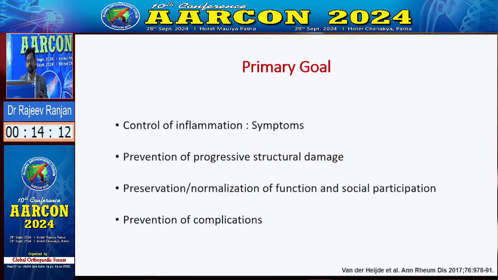So there are 4 important pillars for the treatment. One is to control the inflammation, so we can control the symptoms of the patient. The second is to prevent structural damage by controlling the inflammation, obviously. The third is, if you can control the inflammation, you can prevent the deformities, and you can also normalize the function of the patient and social participation. And the last and not the least is to prevent the complications related to the disease and related to the drugs.